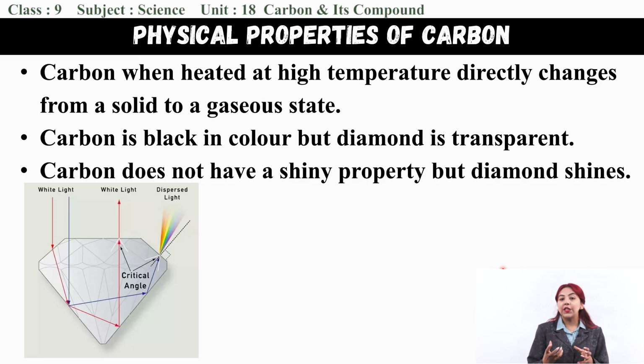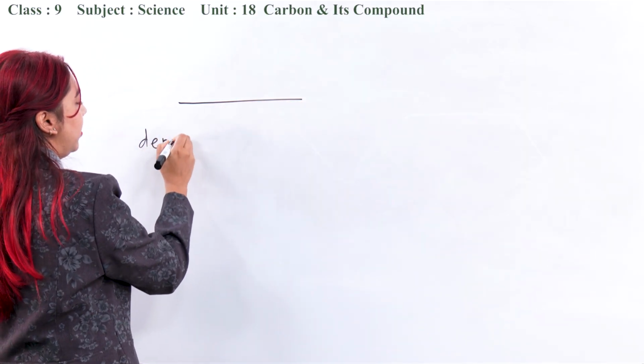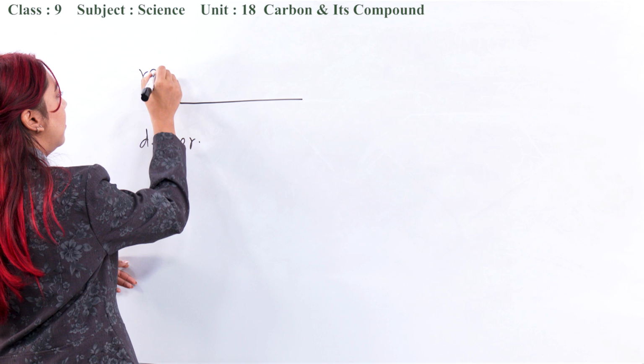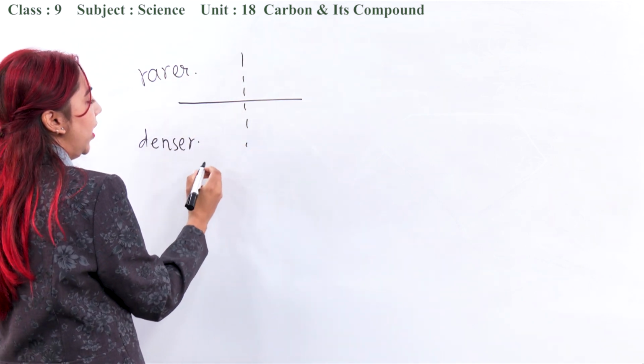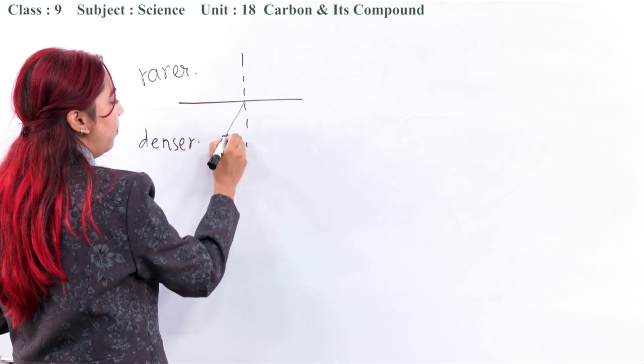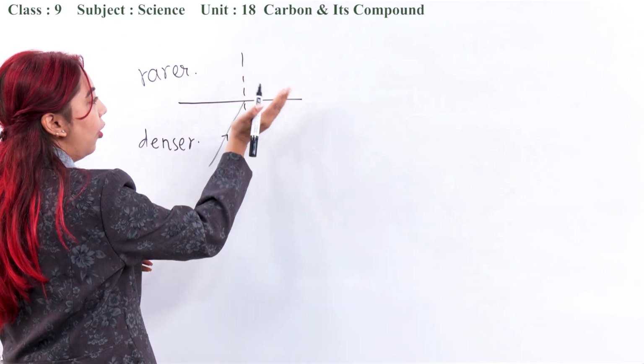Now, another physical property of carbon is that carbon doesn't shine, but there is an exception to this property, that is diamond. Diamond is very shiny in nature. This is due to total internal reflection. Now, how this happens is, this is a denser medium and this is a rarer medium and this is the normal. Now, when light is passed from denser medium to rarer medium, what happens? It bends away from the normal.